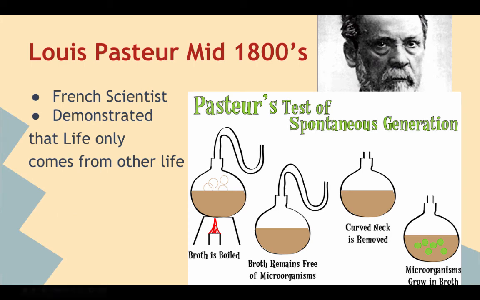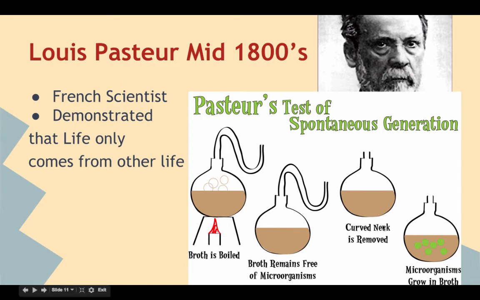The last person we're going to talk about is Louis Pasteur. Louis Pasteur in the mid-1800s was a French scientist who again was looking at this concept of spontaneous generation. And so what he did was he demonstrated that life only came from other life. The idea here was that he had a curved neck flask and an open, non-curved neck flask, and he boiled the broth for both of them.